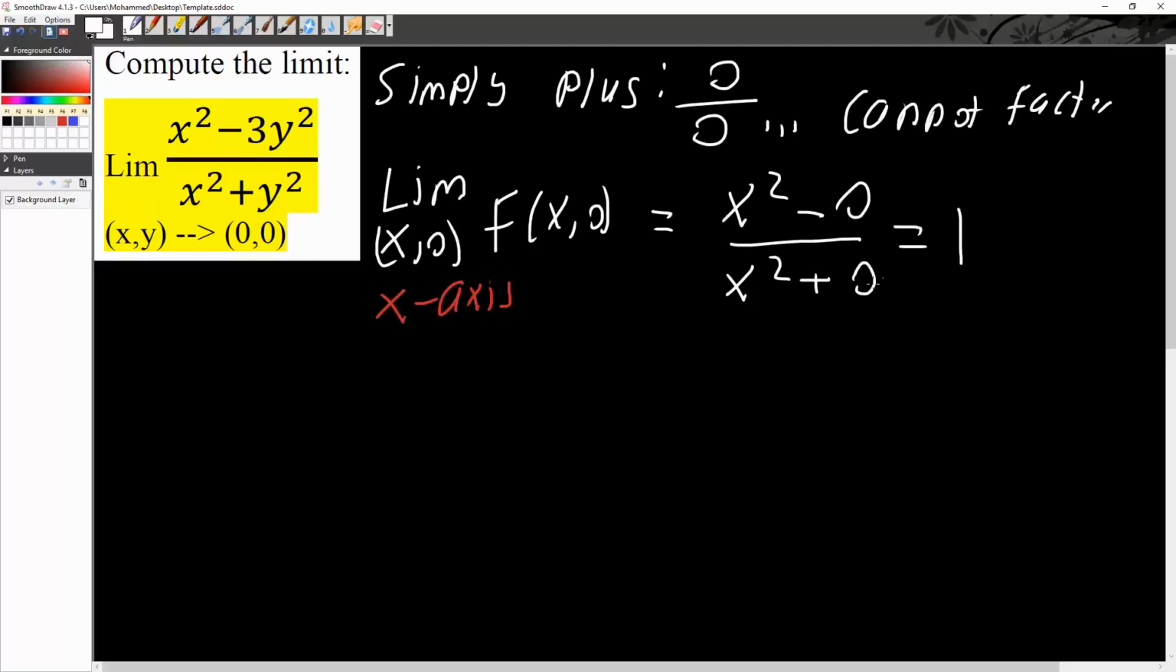And what we're going to do is do the same thing but for the y-axis. And if the numbers match, that would be our limit. But if the numbers do not match, it would be undefined.